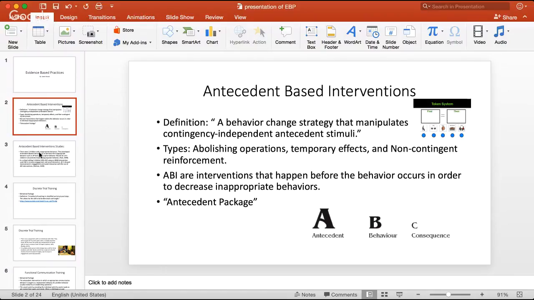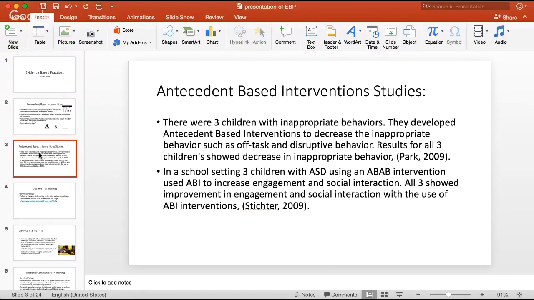So I have some studies for some of these evidence-based ones just to show the parents that there is evidence around this. There was one study with 3 children with inappropriate behaviors, and they developed these antecedent-based interventions to decrease inappropriate behaviors such as off-task and disruptive behavior. All 3 of those children showed a decrease in inappropriate behavior.